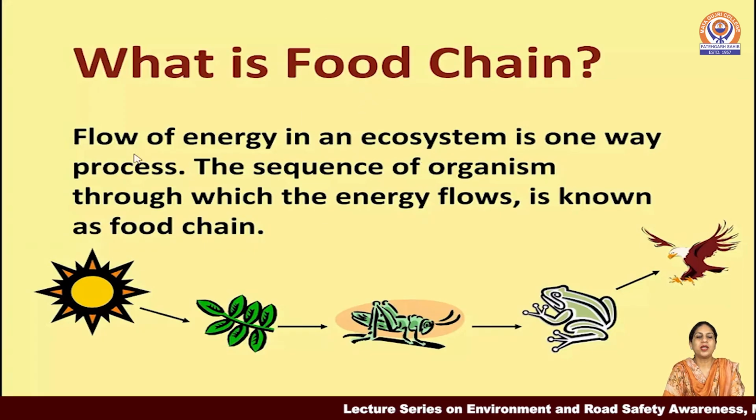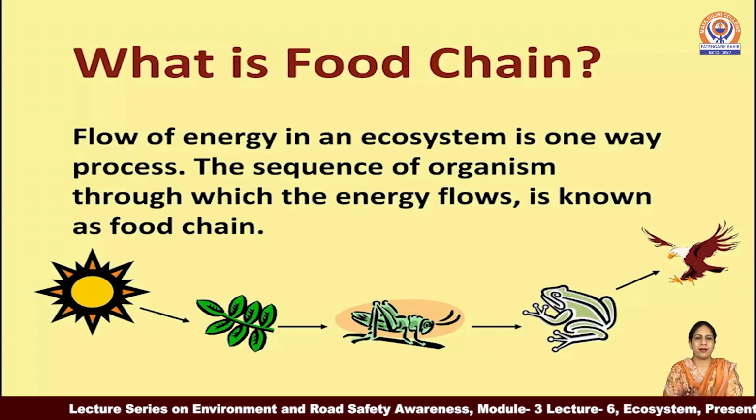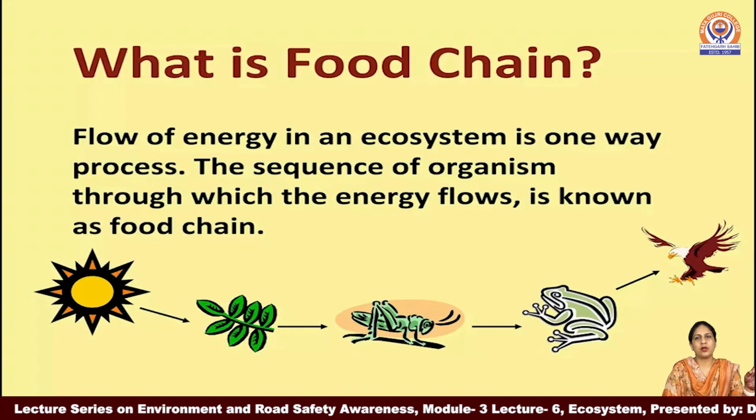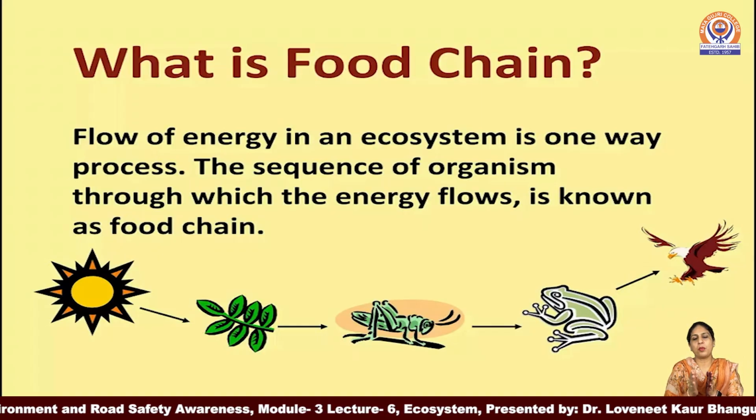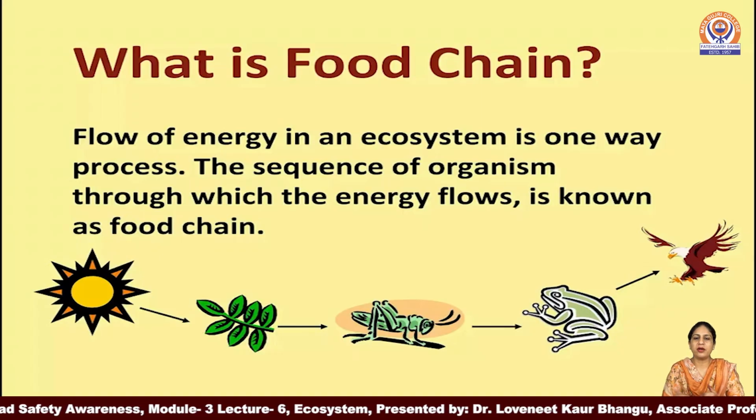So first of all, what is food chain? It's the flow of energy in an ecosystem in a one-way process. So here the flow of energy always takes place in one direction. Like first of all, solar energy is utilized by the plants to form organic matter, which is further being fed upon by caterpillar, frog and hawk, and it is never the reverse way. Energy never flows in a reverse way.